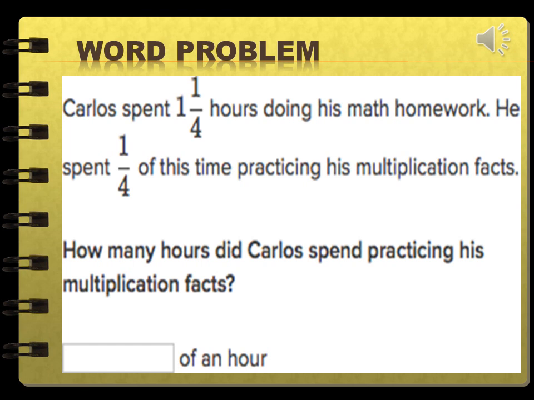Let's understand the concept of operator with the help of a word problem. The word problem shown on the screen says, Carlos spent 1 upon 4 hours doing his maths homework. Truly, he loves maths. He spent 1 upon 4 of his time practicing his multiplication facts. So the key word here is of. Of means multiplication. We will be multiplying a mixed number by another fraction in order to get the answer of this word problem.